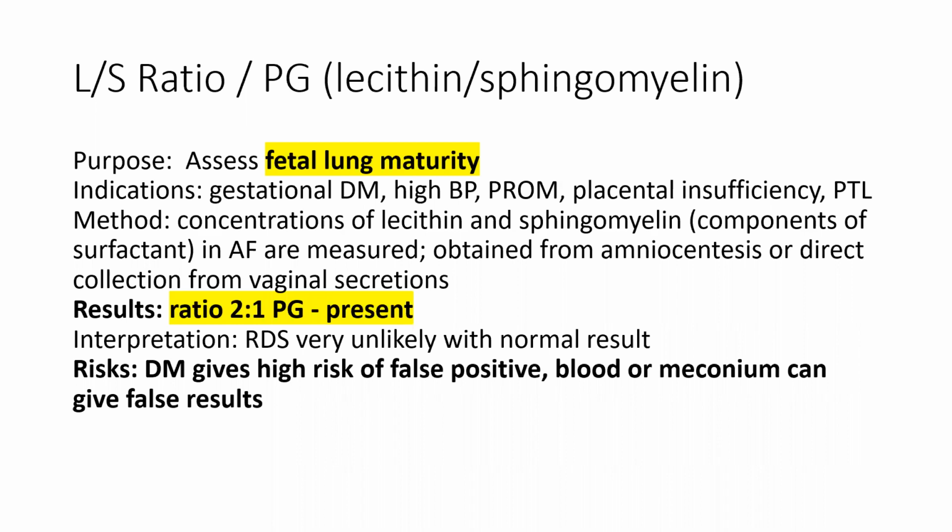It says risks here. Diabetic moms give a higher risk of false positive. Blood or meconium can also give false results, like if the baby were to have a meconium aspiration. When you see L/S, think of it as, is the baby creating surfactant? And of course, it means lecithin, sphingomyelin.